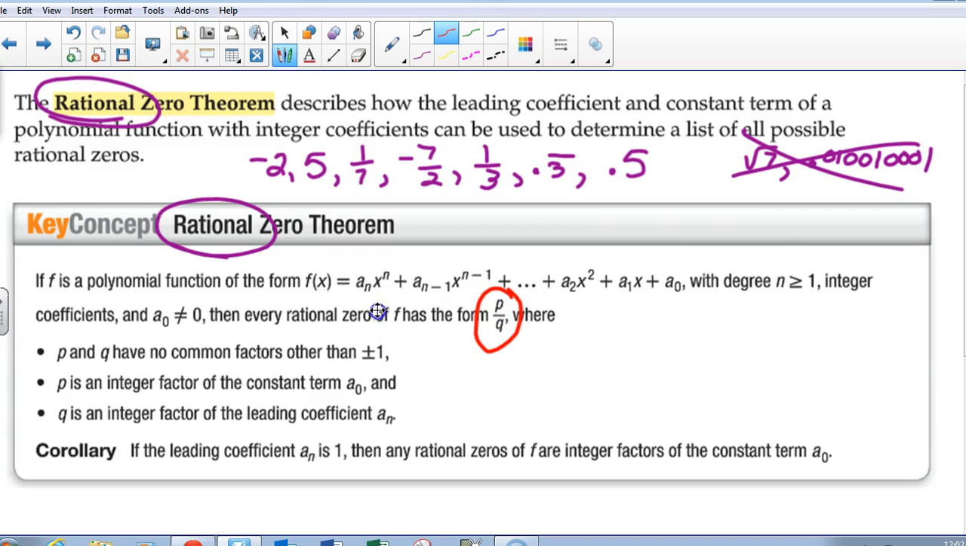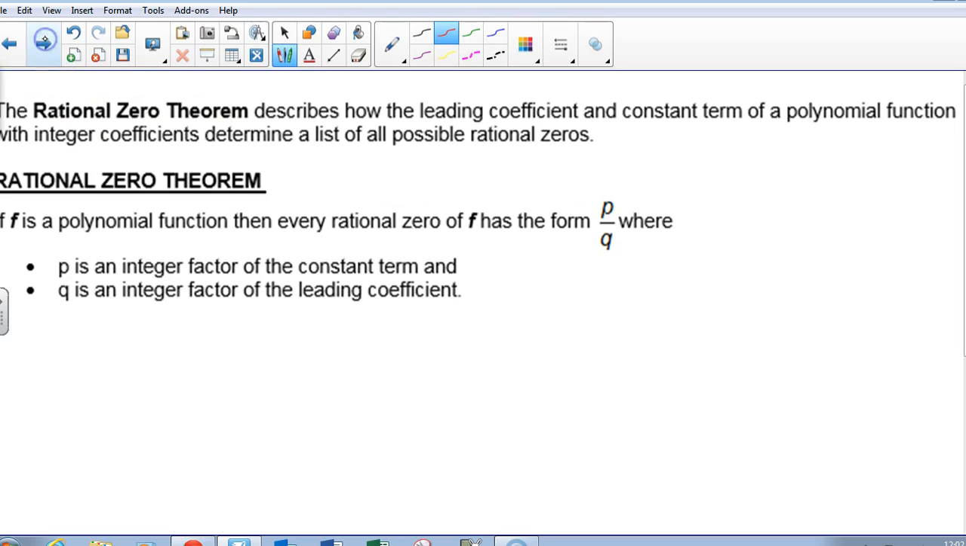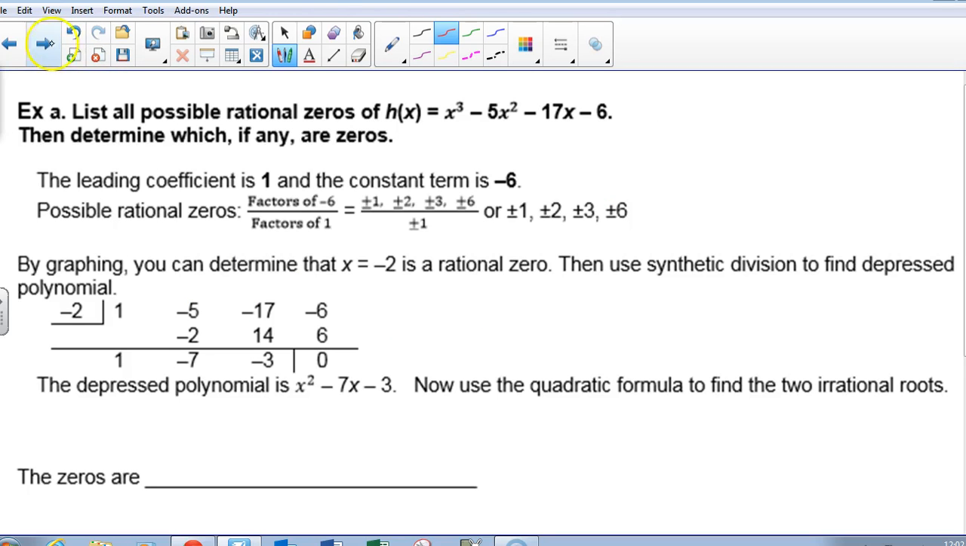It says every rational zero of a polynomial function comes from the factors of the constant term over the factors of the leading coefficient. So this is what your paper says. Same thing. You find the factors of the constant and you put it over the factors of the leading coefficient. So let's do an example.